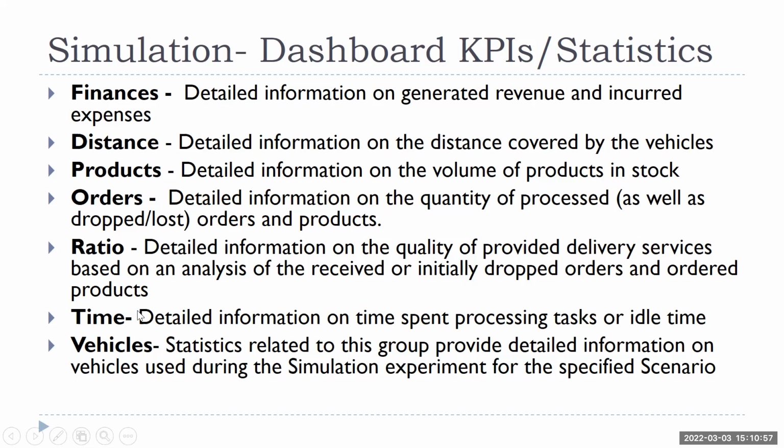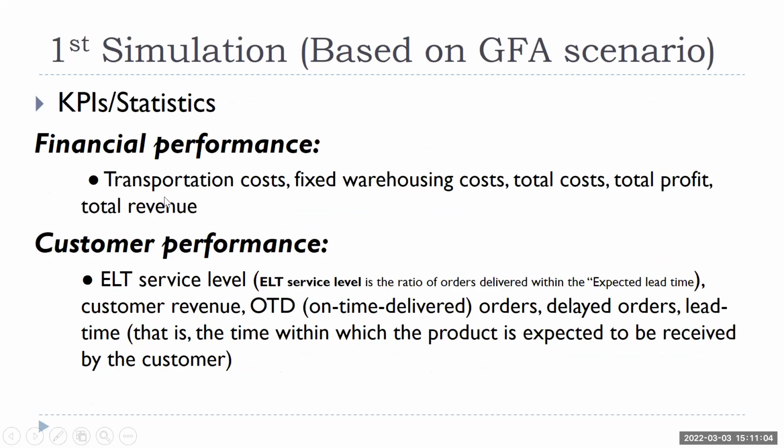Then time, how much time in value added activities, how much time in non-value added activities, how much vehicle utilization ratio, right? But majorly we look into these kinds of things, KPIs or statistics. What is the total transportation cost, fixed warehousing cost, total profit, total revenue, and there is something called ELT service level. I have already written that here. ELT is expected lead time, right?